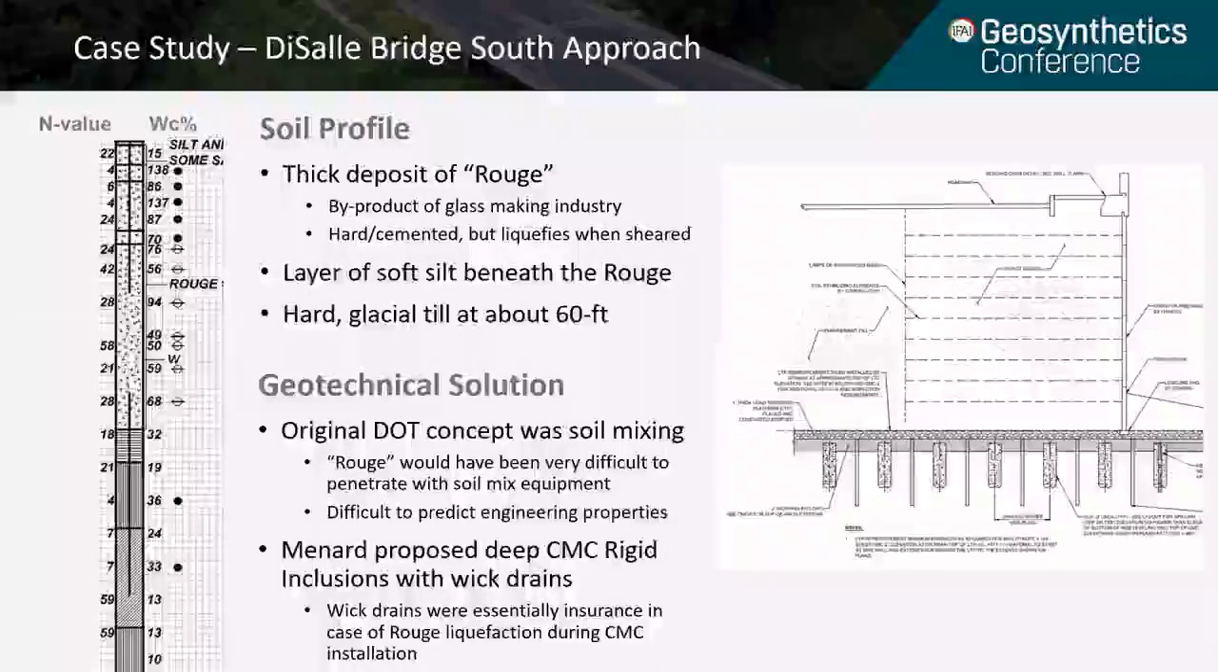So that's that rouge material that I mentioned, which is a name for a local soil layer that is formed based on dumping of byproducts from the glass-making industry in Toledo, which was very big at one time. It's probably closest to an elastic silt, but it basically cements into a hard material until it is sheared enough to basically liquefy and lose nearly all strength. So not a great material to build a bridge approach over.